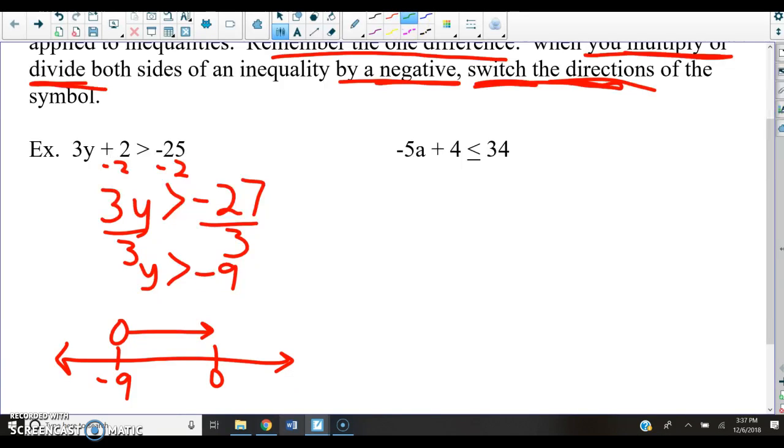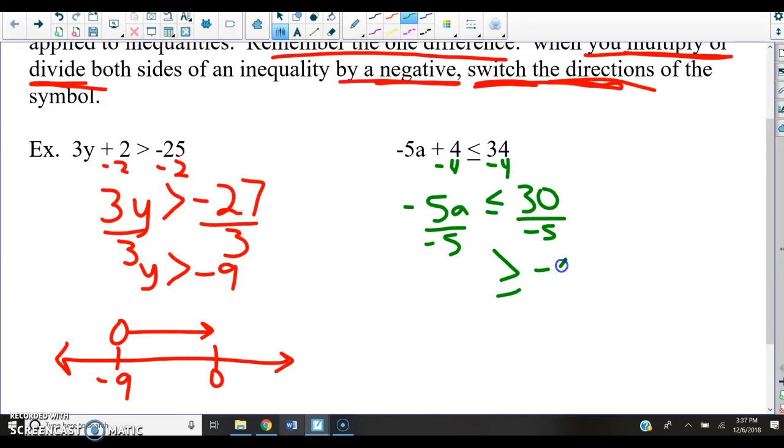The next one, to solve for a, to get a by itself, we would subtract 4 from both sides. We are not yet dividing by a negative. But now when we divide out the negative 5, we are dividing by a negative. So we do switch the direction of our inequality. And again, we'll graph the solution on a number line. This time it has or equal. Let's go to the right.